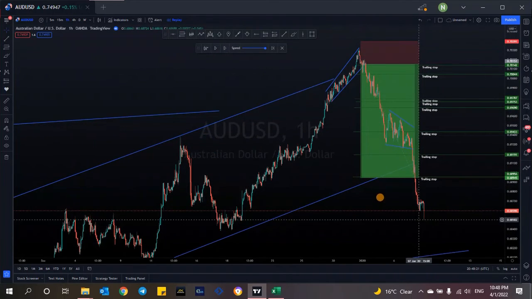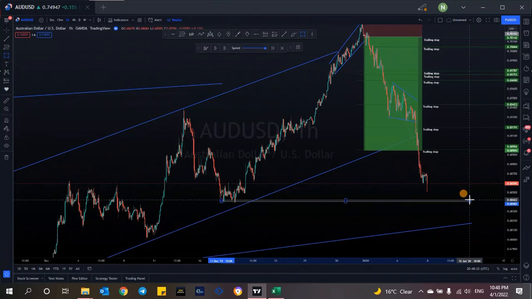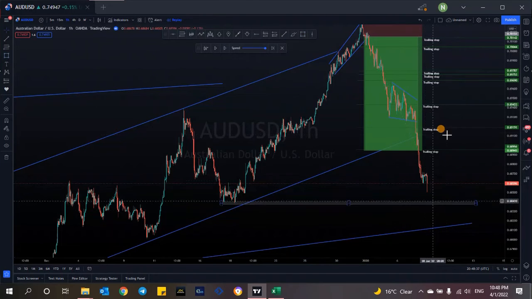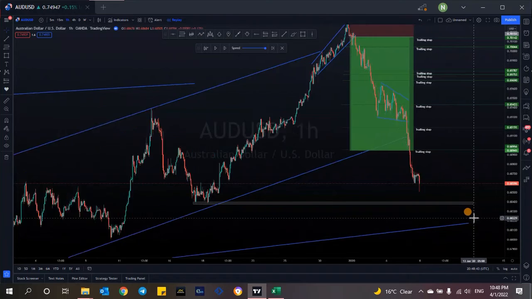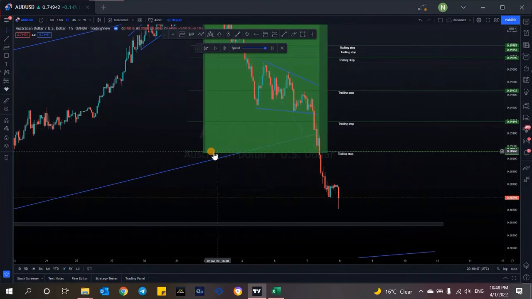Okay, you see the price is now approaching this low. Let me check this. The price is approaching this low, so it is possible to bounce from here and then go up, maybe to go back and test this trend line before continuing with the bigger move. So you want to be tight with your trade management around this area.